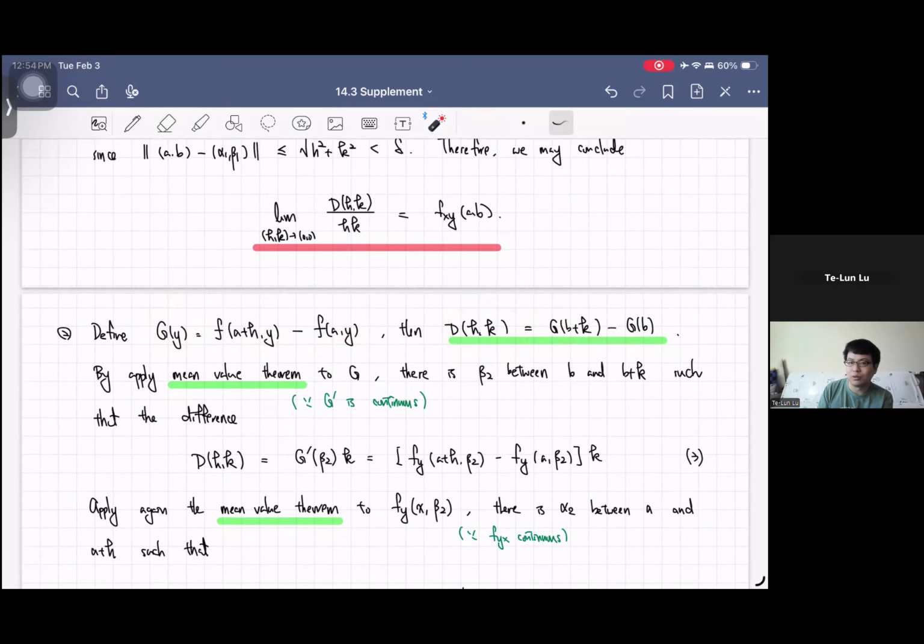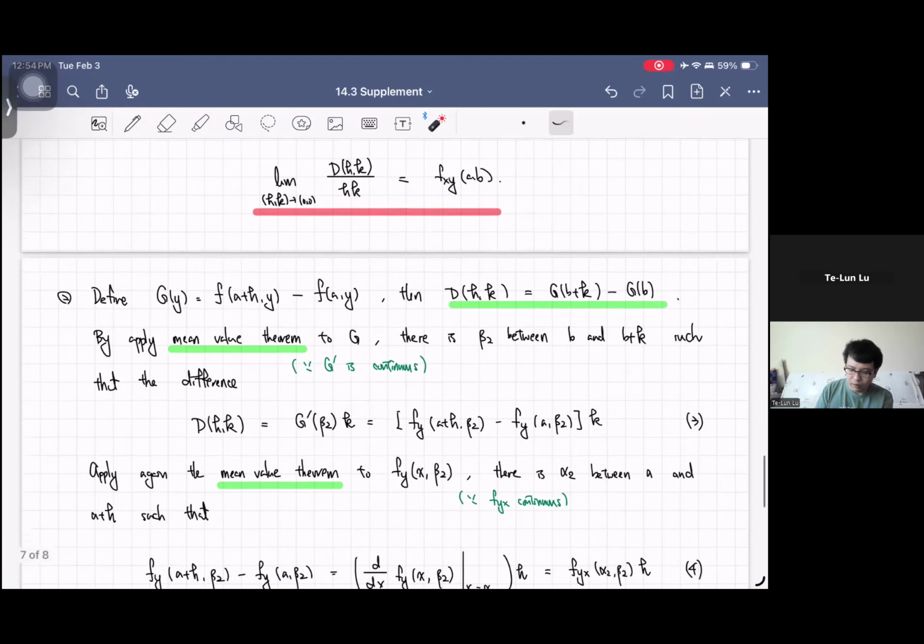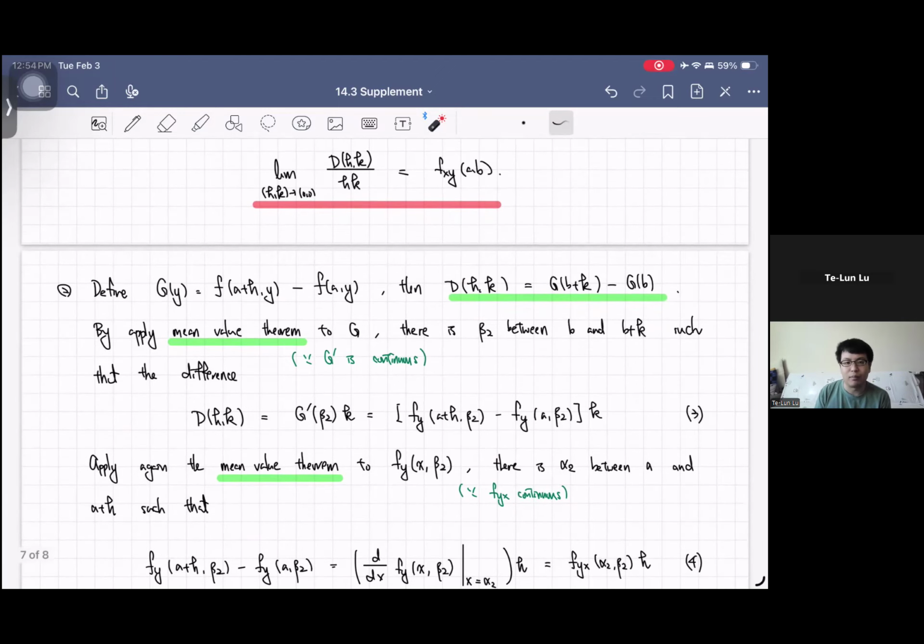Again, I strongly encourage you to go back to the definition of d_hk and try to show that this is true. And so, by the same argument, we apply the mean value theorem to g in the variable y, which gives again that d_hk is g prime of beta 2, where beta 2 is again some value between b and b plus k. And by definition, g prime of beta 2 is simply the partial derivative of f with respect to y evaluated at beta 2.